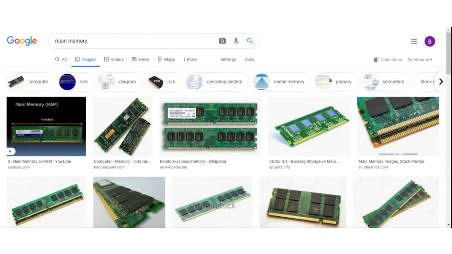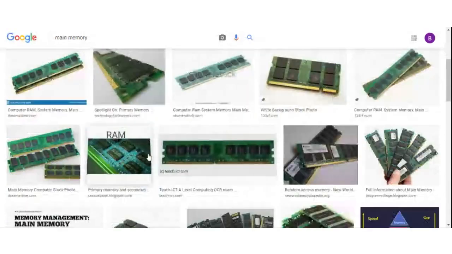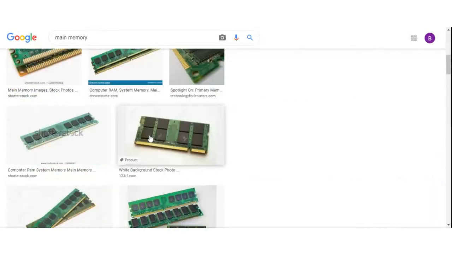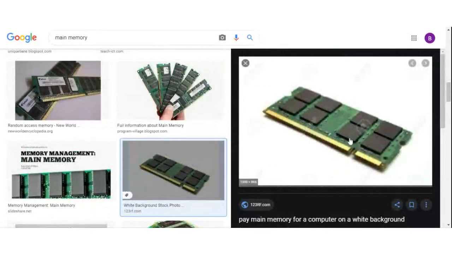For example, in this memory we can have a 4GB RAM, we can have a 2GB RAM. Together, they are here. This is the RAM. For example, if your computer has an 8GB RAM, that computer is a bit faster than a computer which has a 1GB RAM. This is what we call the RAM, the main memory.